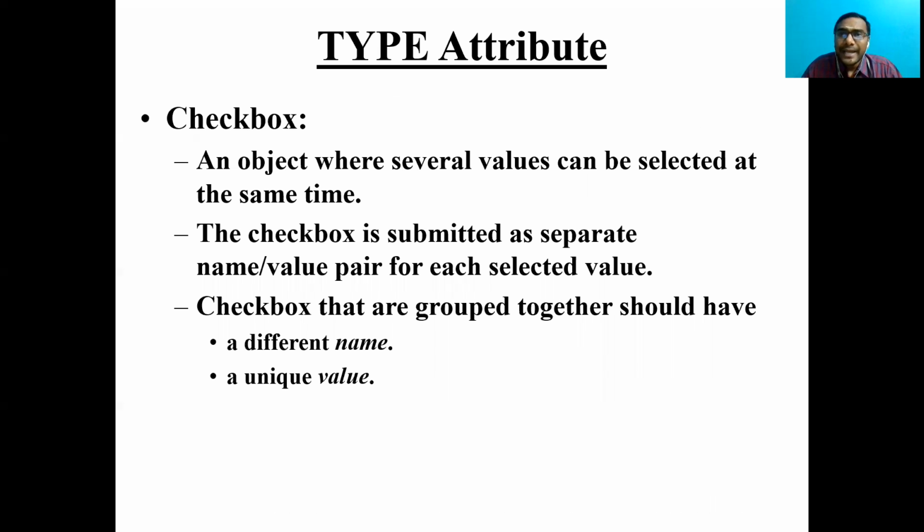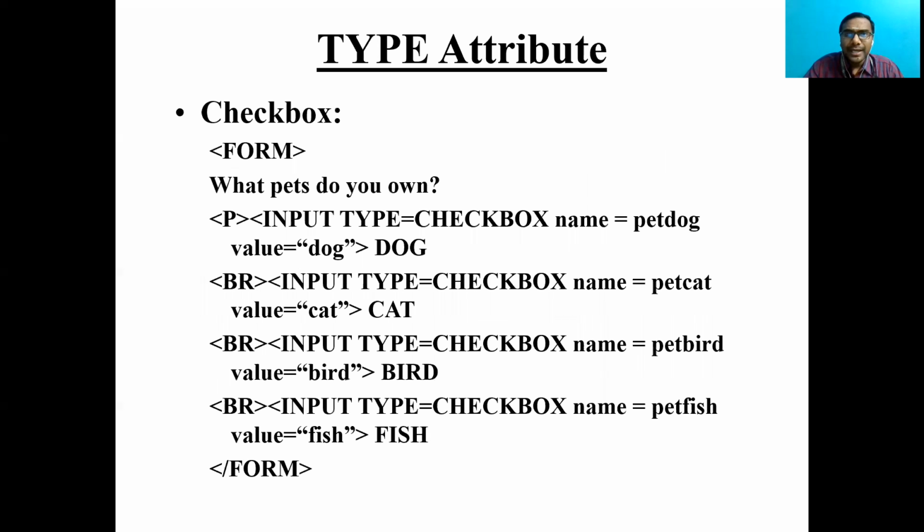Right. So what do you mean by type attribute? In the type attribute, we have the checkbox, an object where several values can be selected at the same time. There is a difference between a checkbox and a radio button. With checkboxes, multiple options can be selected, whereas with a radio button only one option can be selected at a time. The checkbox is submitted as a separate name or value pair for each selected value. So we have two things we need to remember: a name and a unique value for the checkbox. This is one type of attribute here.